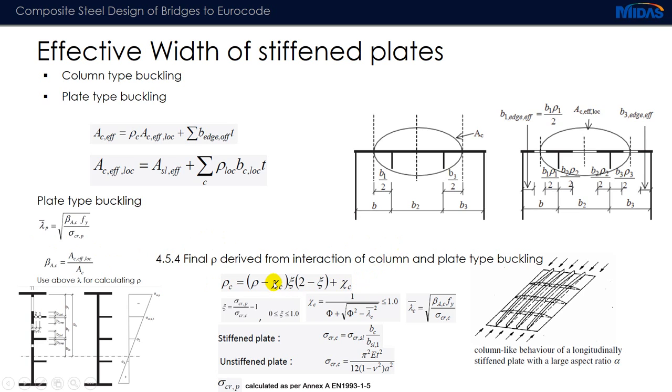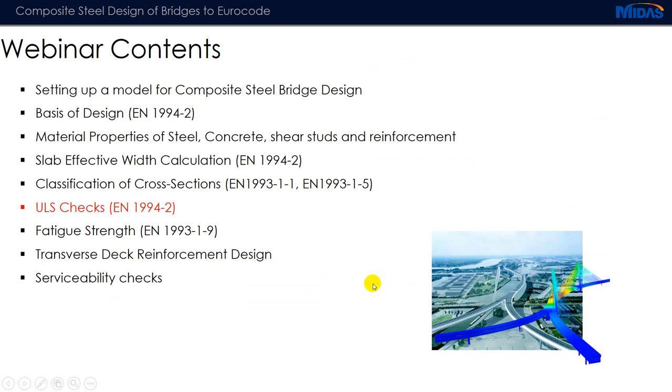So here if you see the component chi C, which is the reduction factor due to column buckling, is calculated using this equation, which utilizes a slenderness factor using sigma critical, which is calculated from here for a stiffened plate. Okay, so pretty much a straightforward equation. We put in the relevant values over here and then calculate the effective reduction factor including column plus plate buckling. Okay, now all this is done by Midas automatically. So we'll look at how Midas does it. Before that we'll just cover a few other checks, so ULS checks.